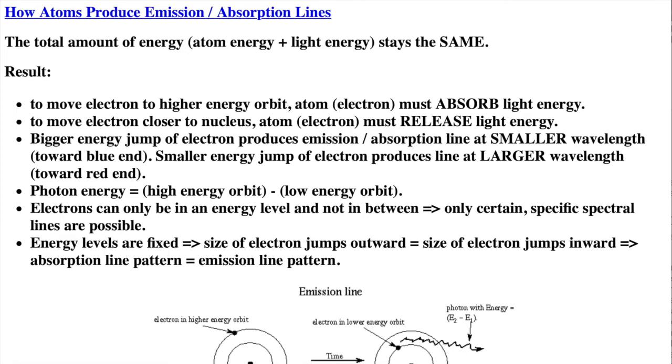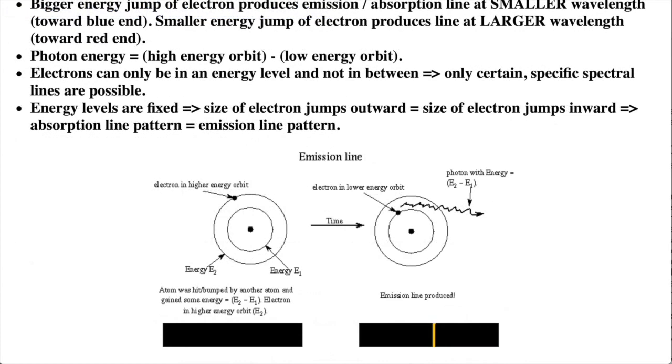The absorption line pattern for a given element equals the emission line pattern for the element because the energy levels are fixed. So the size of electron jumps outward must equal the size of the electron jumps inward. If an atom has extra energy, so its electron is in the second energy level orbit, E2, it wants to get to the lower E1 energy orbit. That's Bohr's rule number 3. Because of the conservation of energy, the atom has to emit a photon with energy equal to the energy of the E2 level minus the energy of the E1 level.